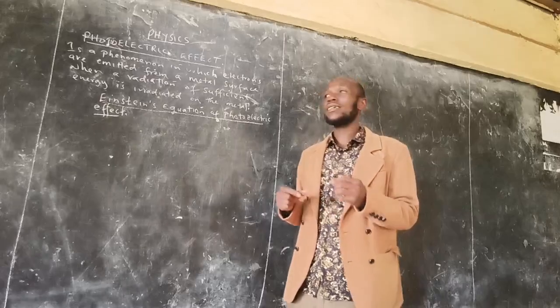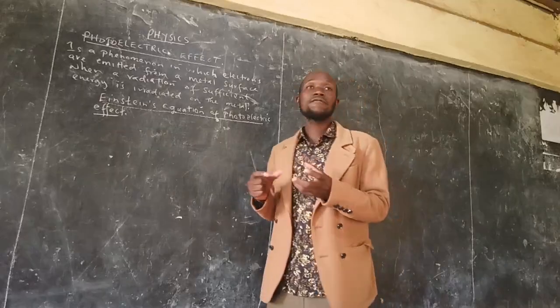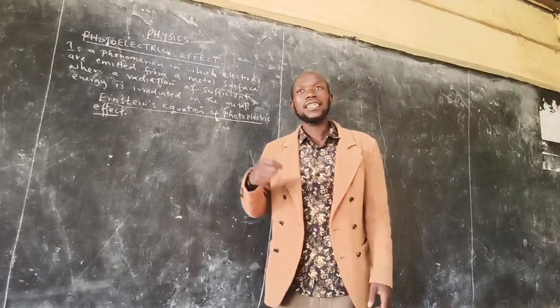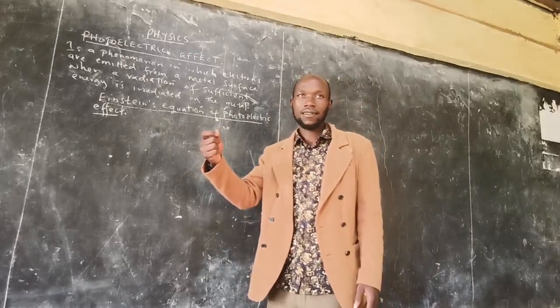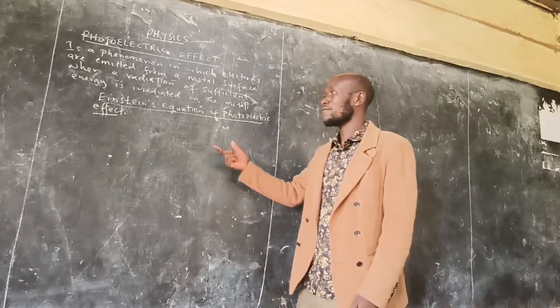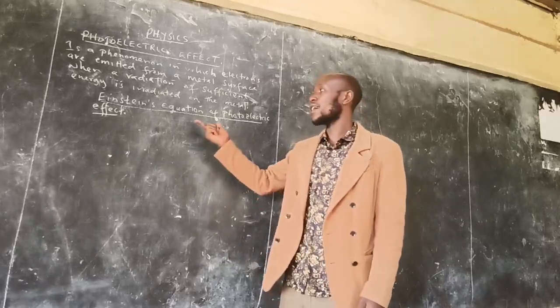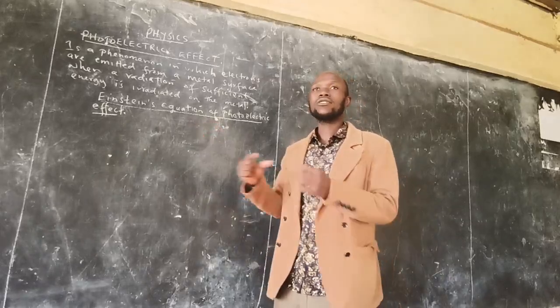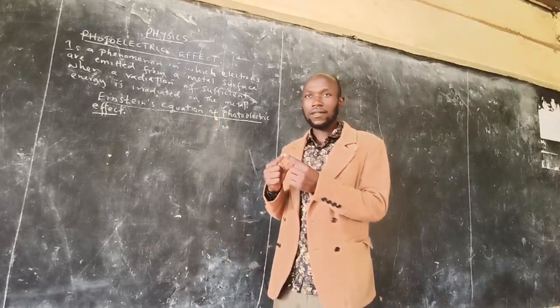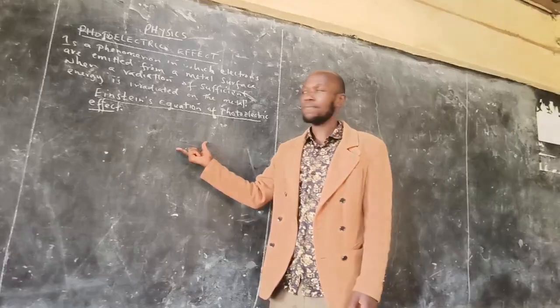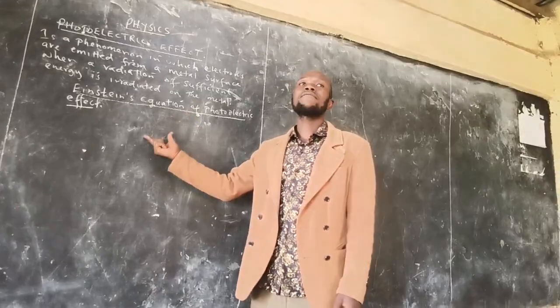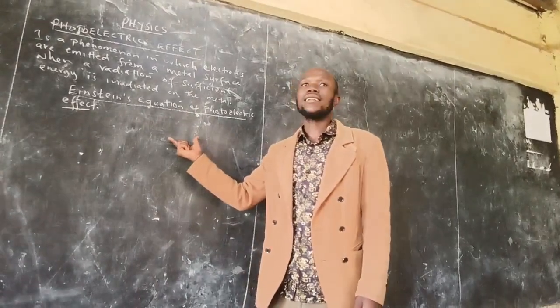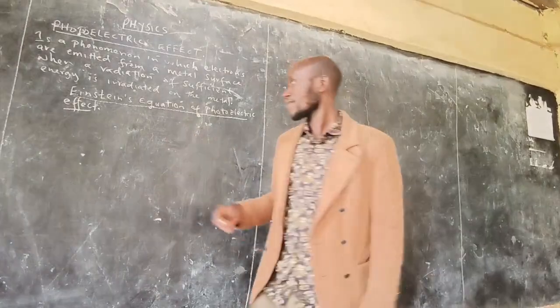Now, when it has been dislodged from the metal surface, it now moves, so it possesses a type of energy called kinetic energy. Therefore, according to Einstein, the total energy of a photon, according to the quantum theory, is the work function plus the kinetic energy.